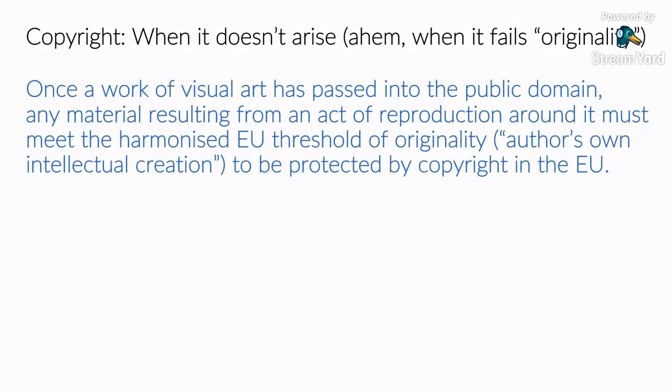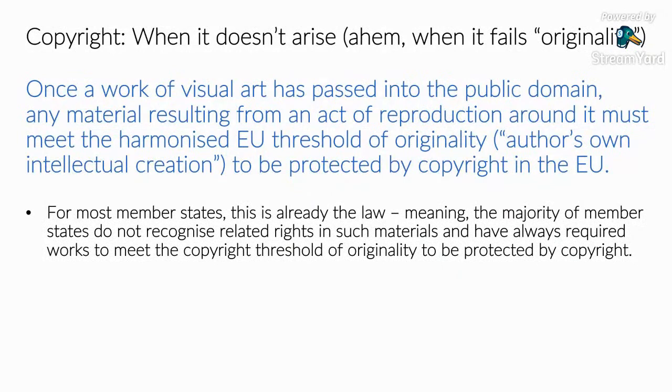That being said, the text is a bit circular, but what it essentially means is that once a work of visual art passes into the public domain, any material resulting from an act of reproduction must meet the harmonized EU threshold of originality to be protected by copyright. And that's why it's circular, because it's essentially saying to be protected by copyright, a work has to meet the copyright threshold. And for most member states, this is already the law, meaning the majority of member states do not recognize related rights or these baby copyrights in such materials, and they've always required the works to meet the actual copyright threshold of originality to be protected by copyright, like the UK.